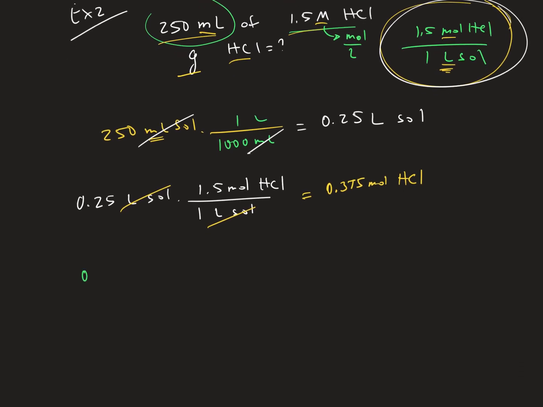So I'm gonna start with 0.375 moles of HCl, and I'm gonna convert that to what? Grams. The molar mass is 1.008 plus 35.45, so that is 36.45-ish, rounded, but maybe 36.46 if you want to be better. Okay, so that is grams of HCl to 1 mole of HCl. Any questions on that stuff?